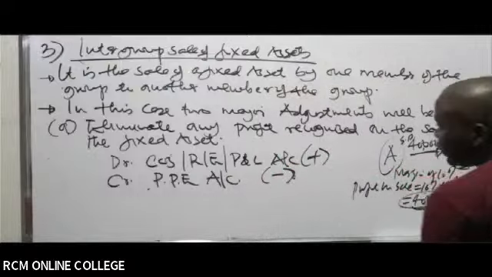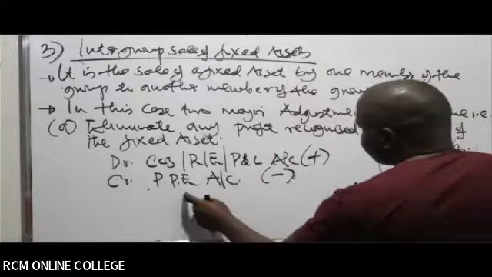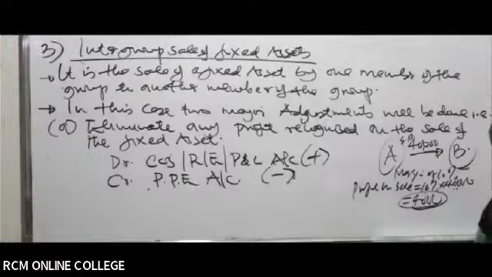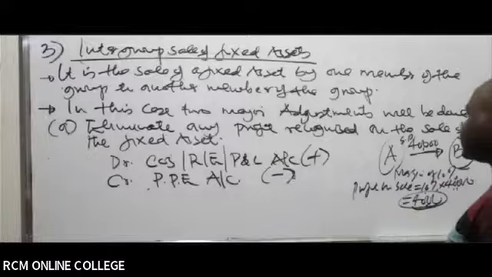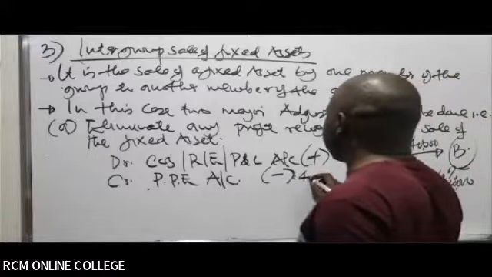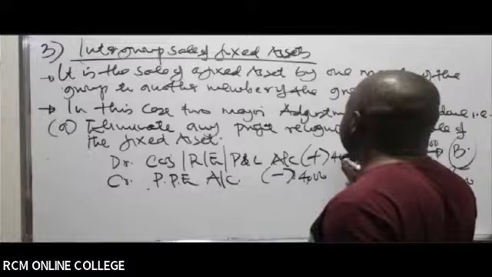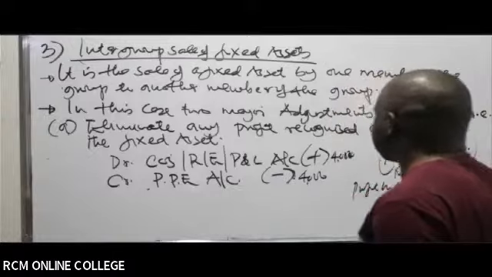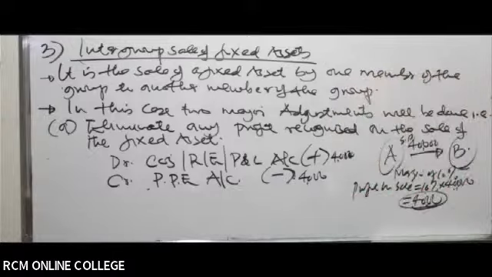Then you'll go to the PPE account. To the PPE account, you'll eliminate this 4,000 here. So you'll be deducting 4,000 here, and also you'll be adding 4,000 to the cost of sales.